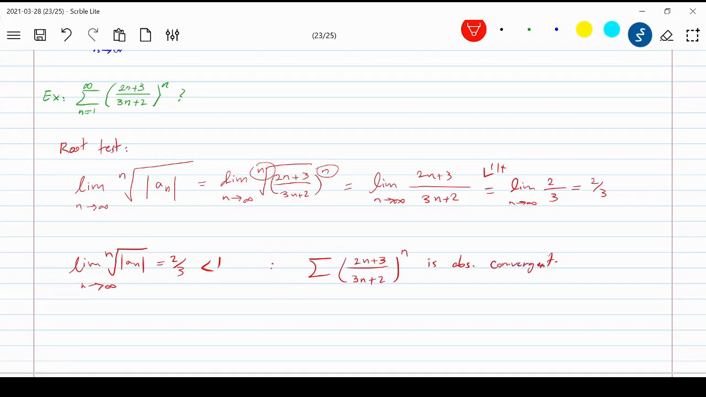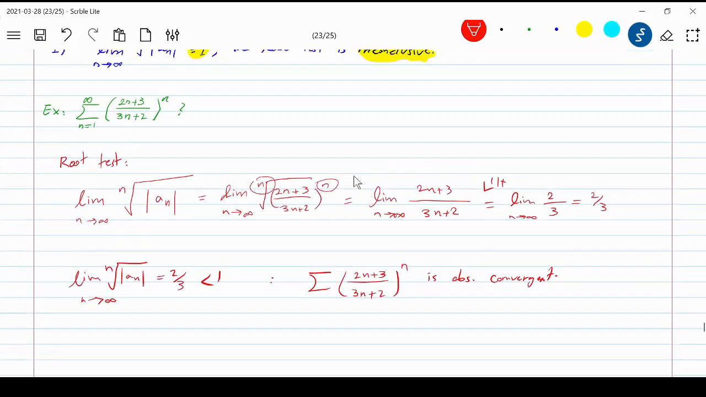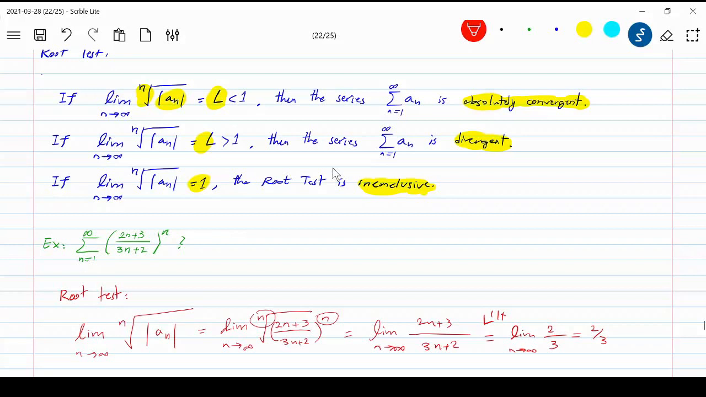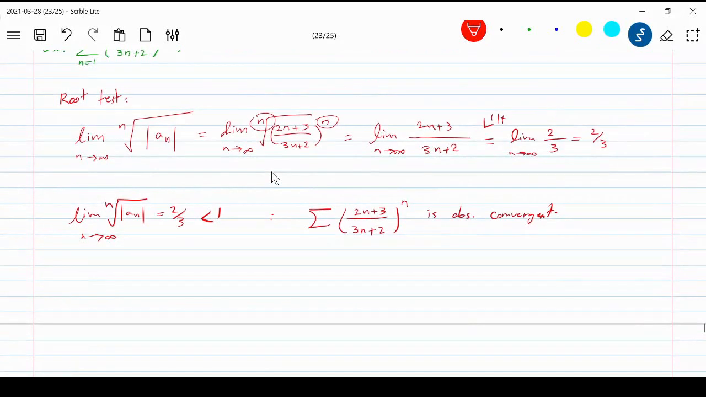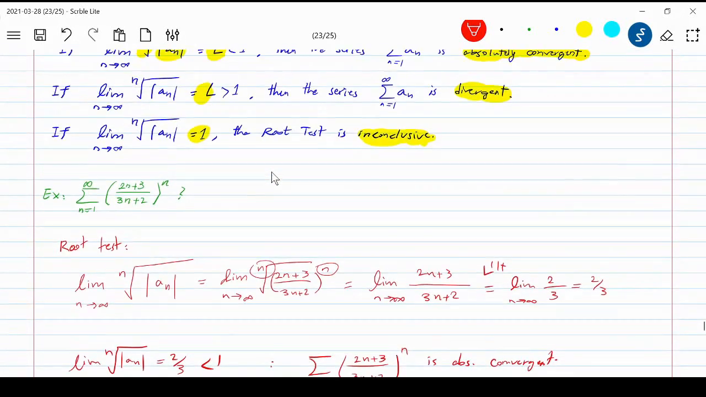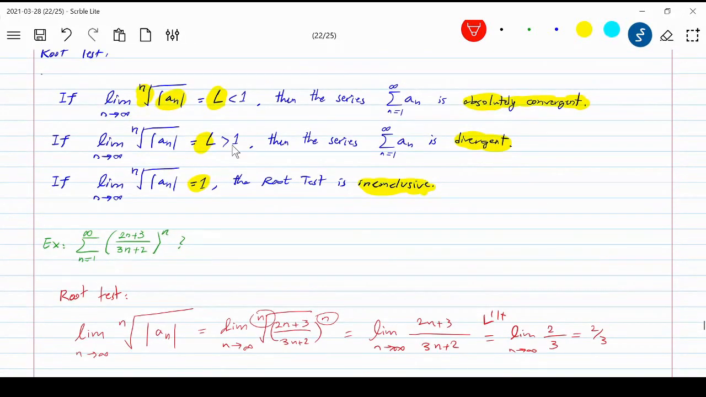This is the good part. When you calculate that and it's less than 1 or greater than 1, you can give the result and say, okay, this is absolutely convergent. If it was 1, we couldn't say anything. We had to come up with a different strategy. Okay, so the other case would be very similar. You just need to calculate. If you flip the fraction, you'll end up with 3/2, for example. That would be divergence here.